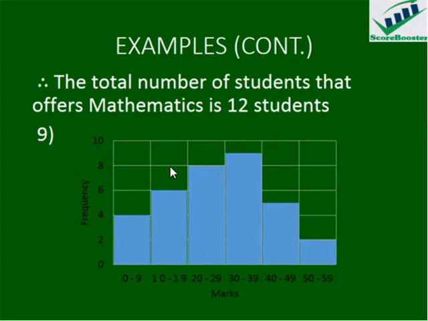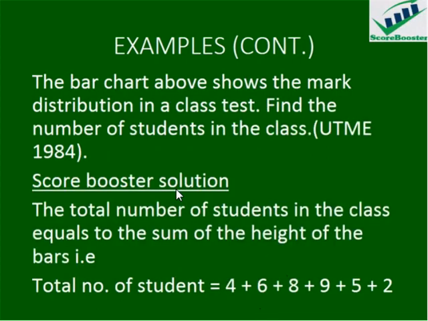So we are going to add the height of the bars to know the total number of students that took that class test. So now, this is the question. The bar chart above shows the mark distribution in the class test. Find the number of students in the class, UTME 1984. So the score booster solution: the total number of students in the class equals the sum of the heights of the bars, which I just explained.